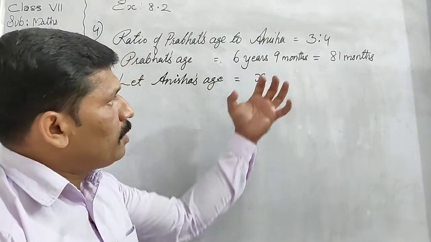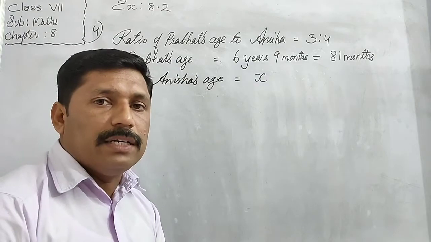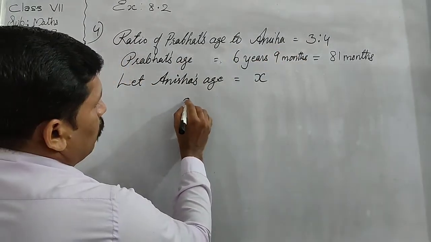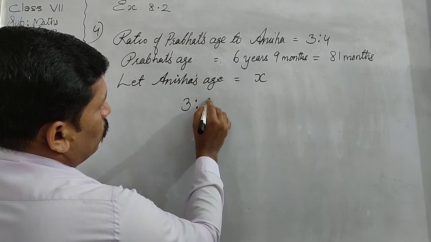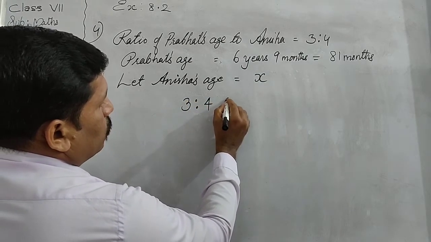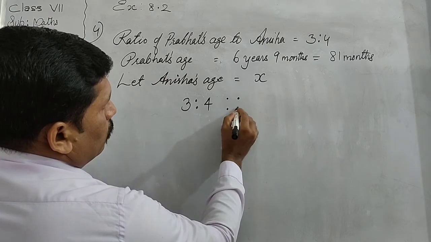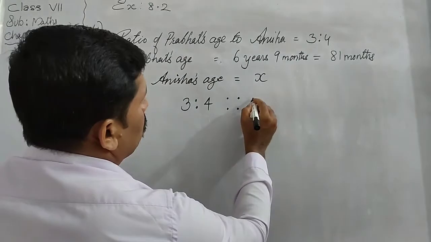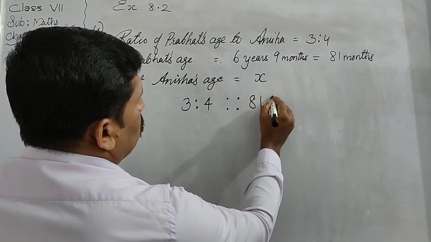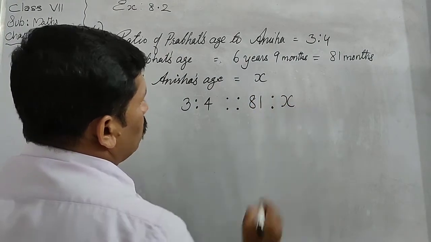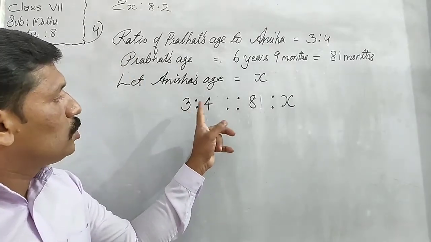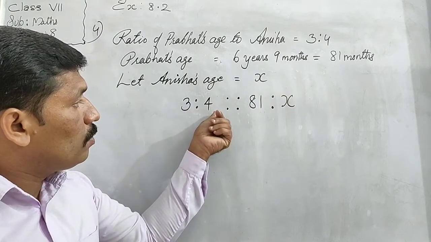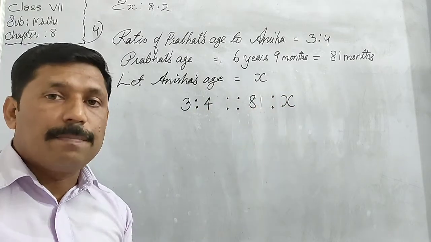So now, using the given quantities, we make the proportion. Prabhat's age to Anisha's age, the ratio, is 3:4. That is proportionate to Prabhat's age to Anisha's age. So Prabhat's age is given, that is 81, and is to Anisha's age X. So this is the proportion: Prabhat's age is to Anisha's age, that is equal to Prabhat's age to Anisha's age, ratio and real ages.